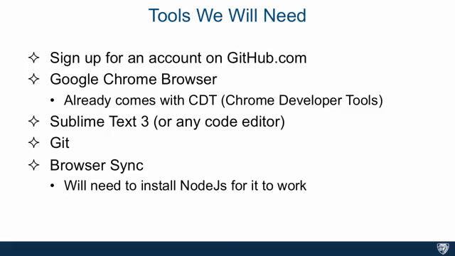So we're going to split up this lecture into two lectures. In one, I'm going to show you a couple of preliminary things, just on this machine right here. Then I'm going to split up part two into one for Windows and one for Mac, to show you the installations of Git, Browser Sync and Node.js.